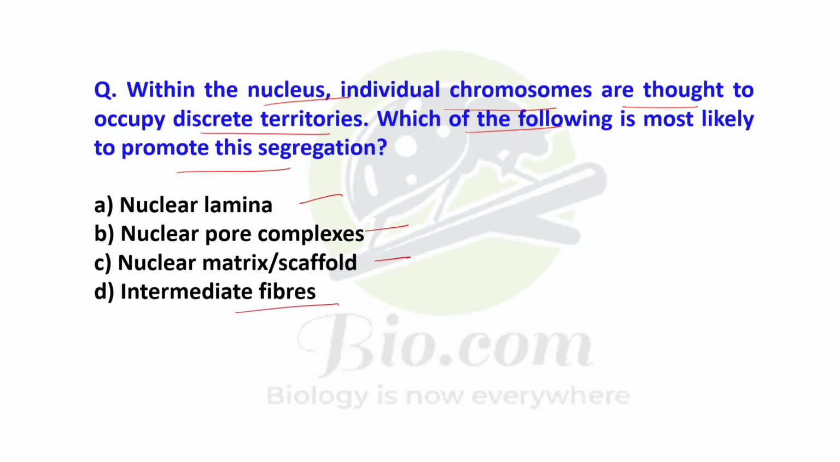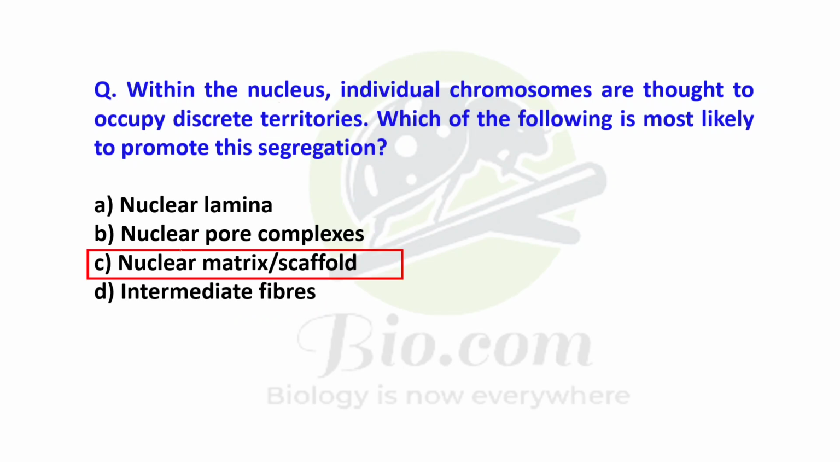So we all know within the nucleus the individual chromosomes occupy a discrete location. So why is this so? Why do the chromosomes occupy a discrete region? The reason for their segregation is nothing but the nuclear matrix scaffold. So the right answer for this question is option C, nuclear matrix scaffold.